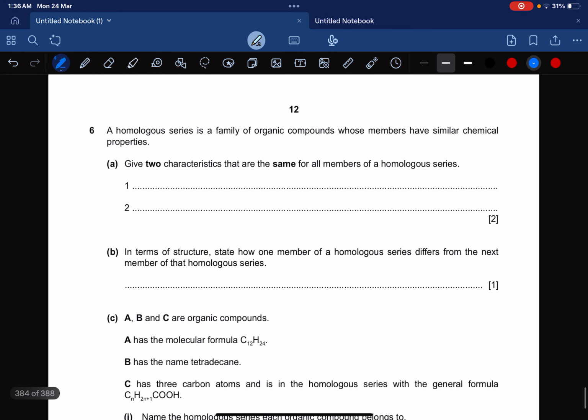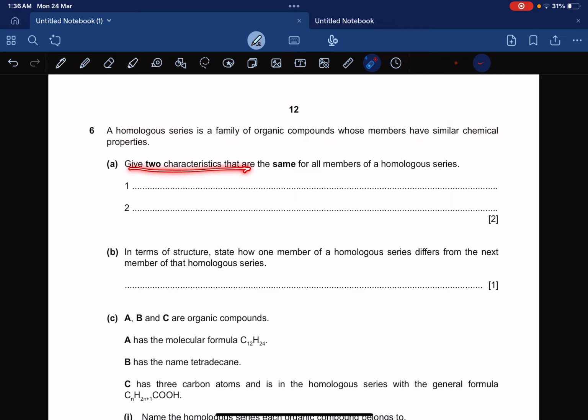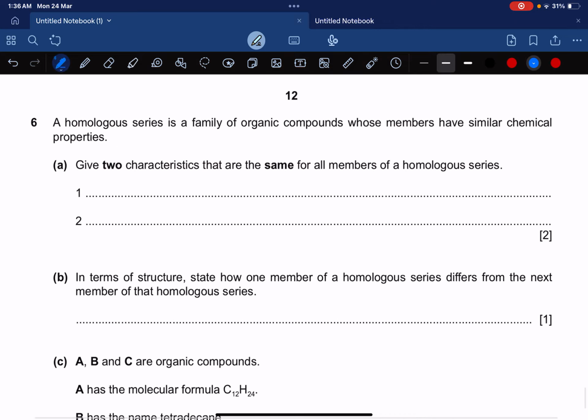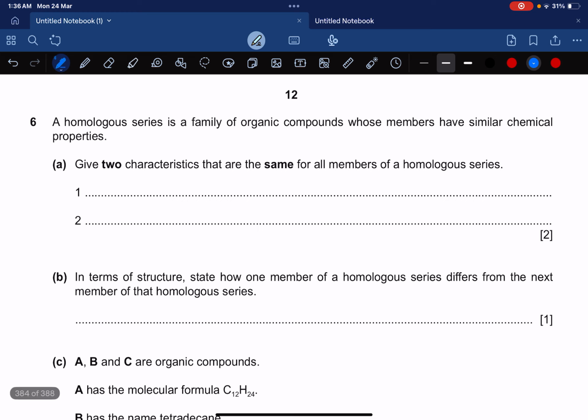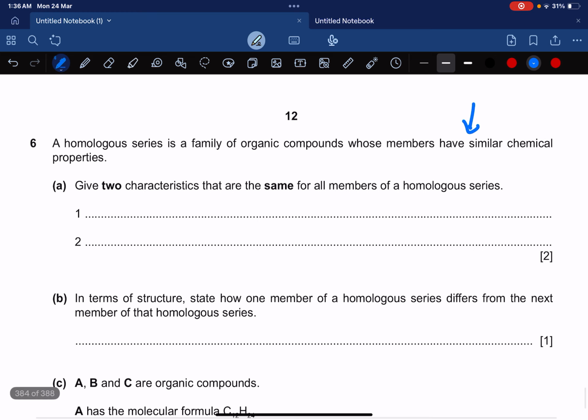Let's move on. A homologous series is a family of organic compounds whose members have similar chemical properties, state two characteristics that are same for all members of the homologous series. You cannot write physical properties over here because there's a trend in physical properties. Down the group, the physical properties change. Okay? For example, the melting and boiling points. They increase.